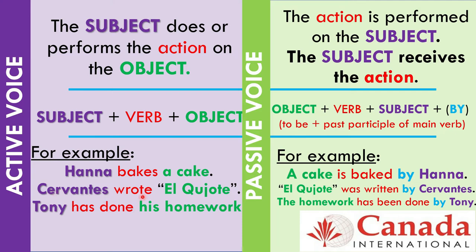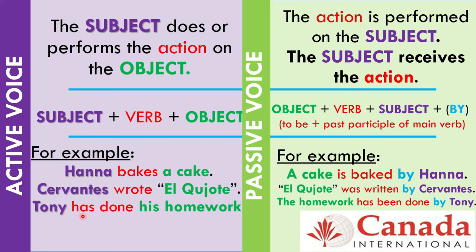Very good. Next example. Cervantes wrote El Quijote. This sentence is written in past simple. The passive would be El Quijote was written by Cervantes. Was is the past simple of the verb to be. Written would be the past participle of the main verb. By whom? By Cervantes.